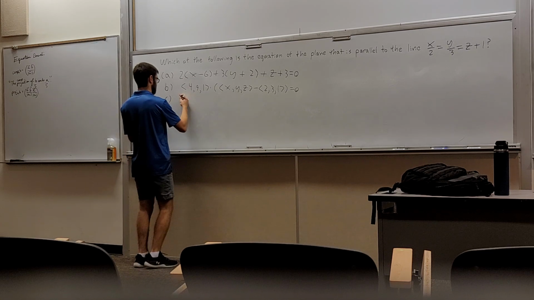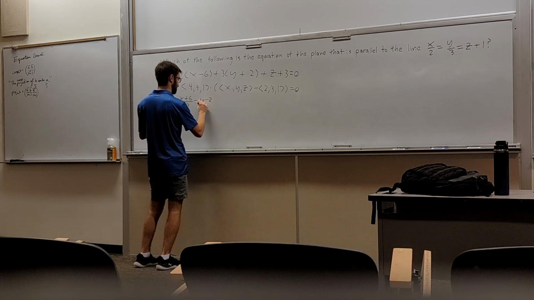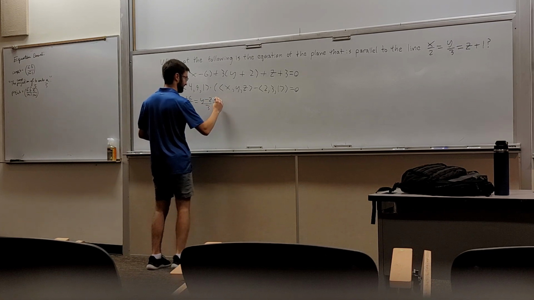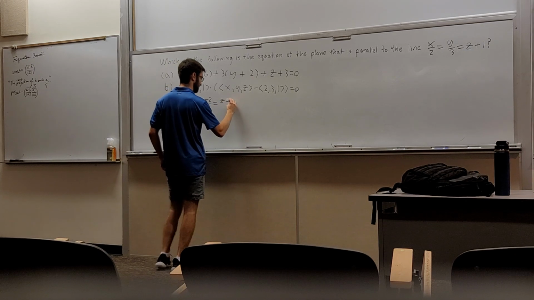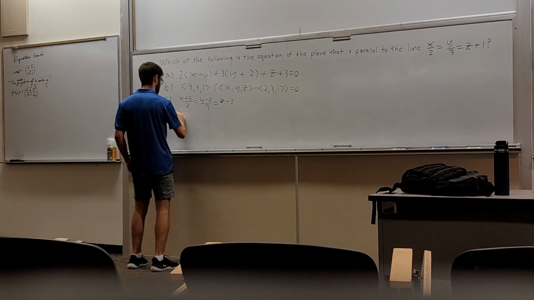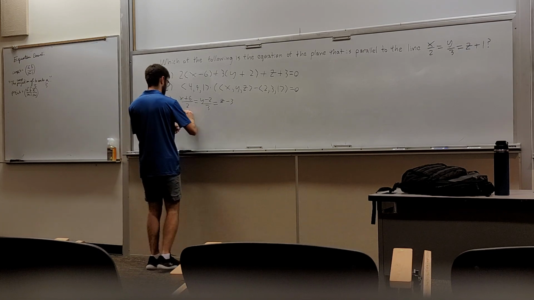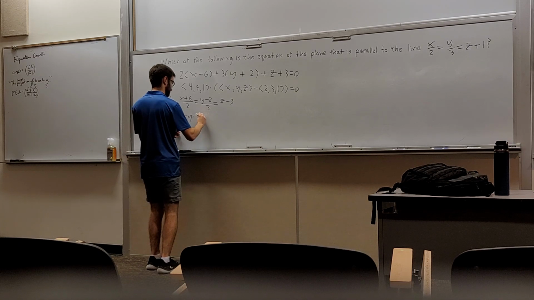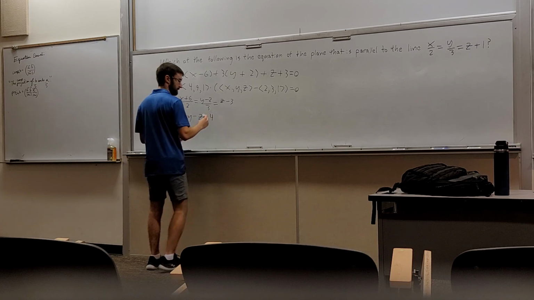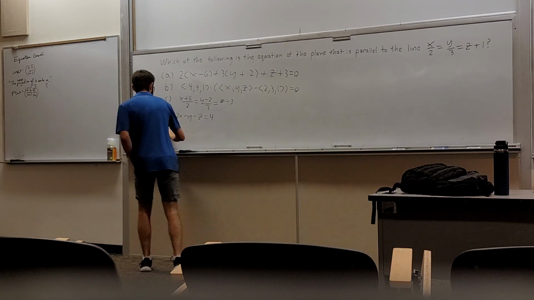Plus 6 over 2 equals y minus 2 over 3 equals z minus 3. And d is 2x minus y minus z equals 4. And then some other answer. I don't know what it is.